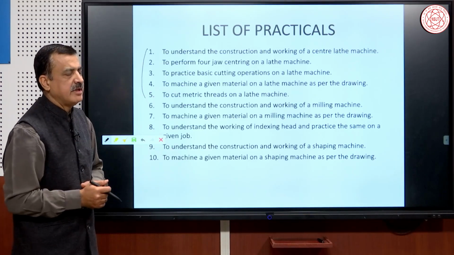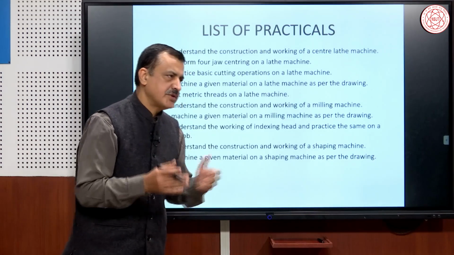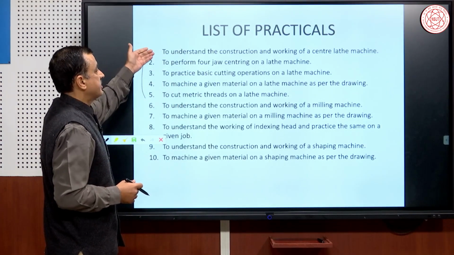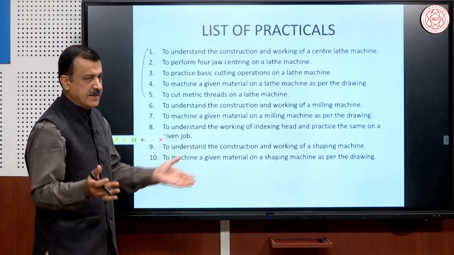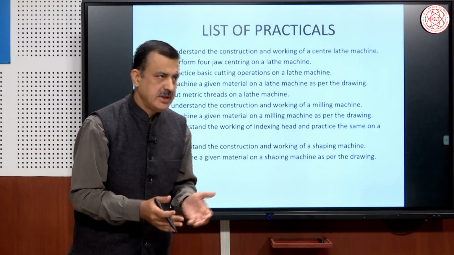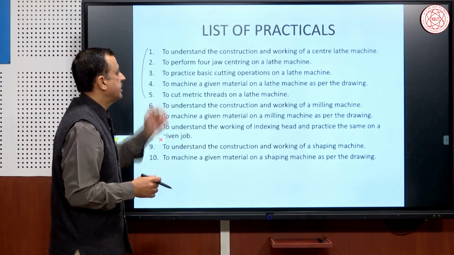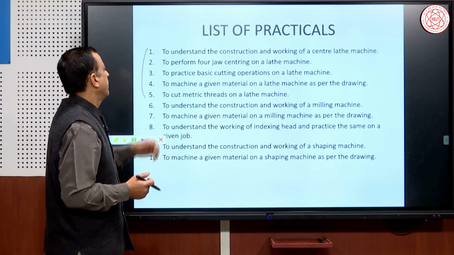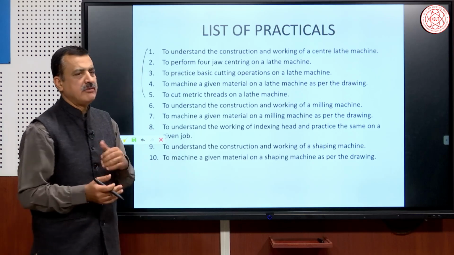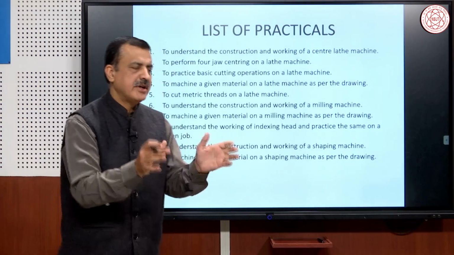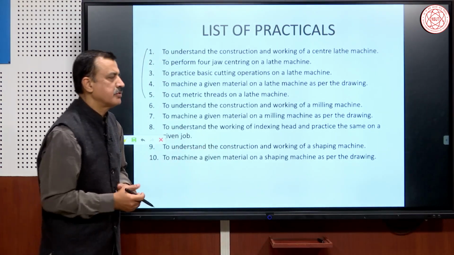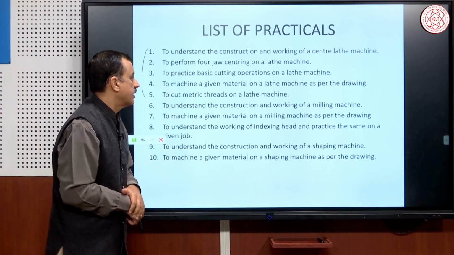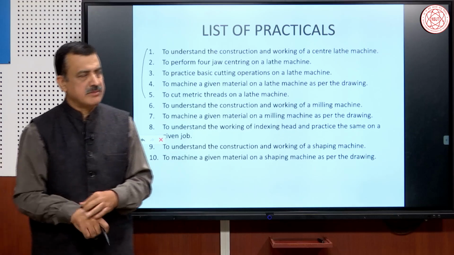The lathe machine is a very versatile and very useful machine tool which is used to manufacture products by removing material. So first is understanding the construction and working of the lathe machine, that is the introductory practical. The second is centering a workpiece on a lathe machine. Then 3, 4 and 5 actually involve real cutting where different operations are performed by the students, and in the 5th we teach cutting of threads on a lathe machine.